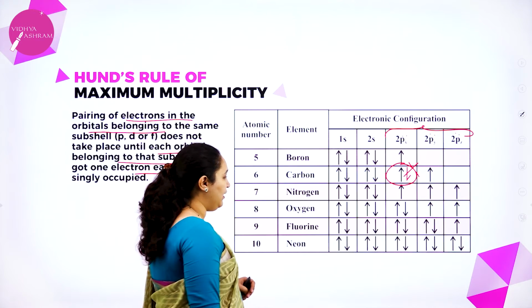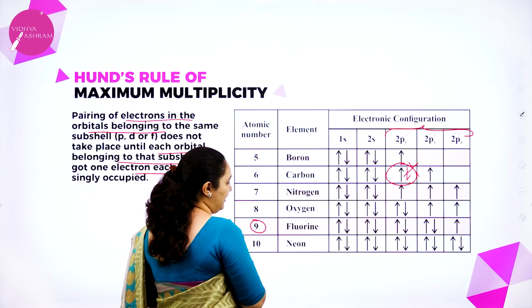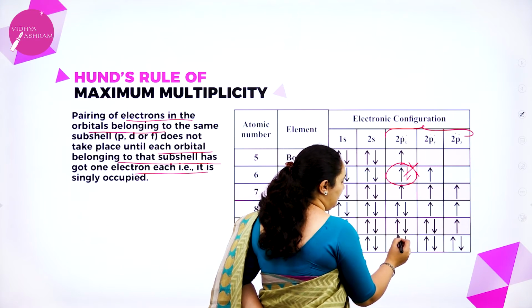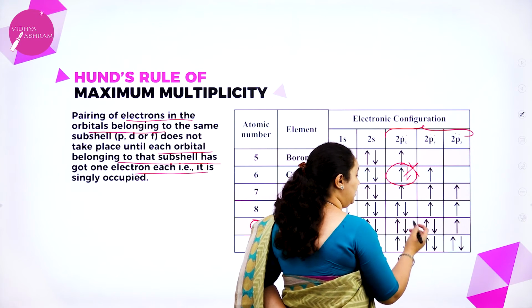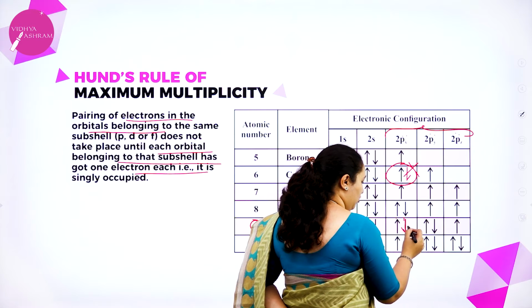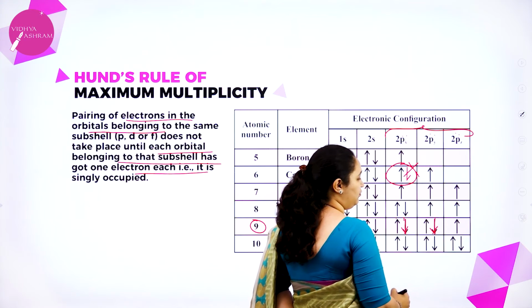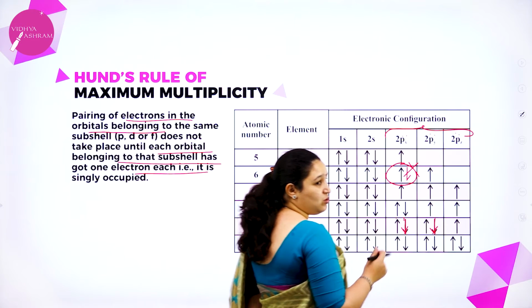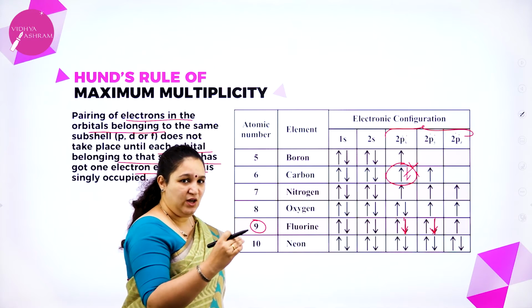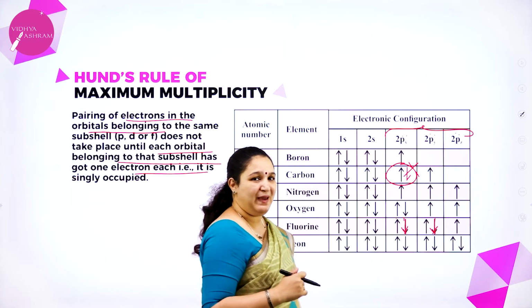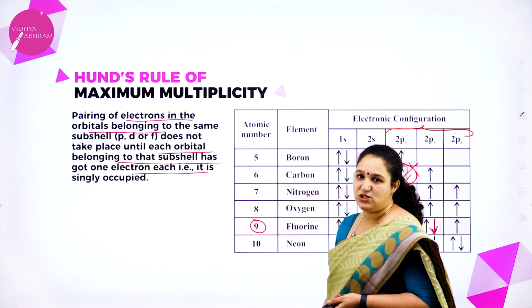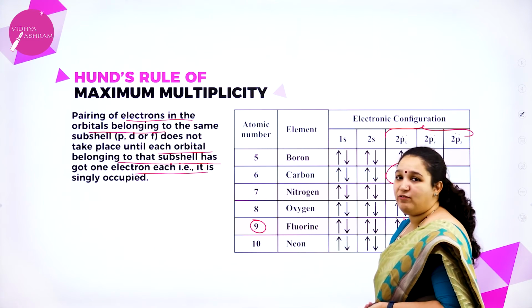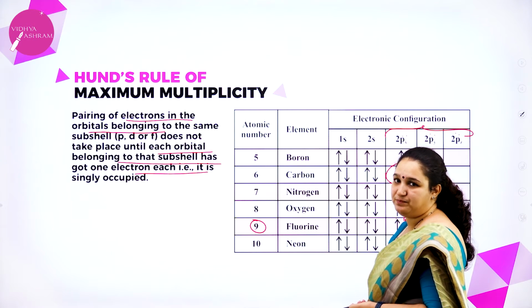Here you can see in fluorine, okay, fluorine atomic number 9, you can see here, first I fill 1, 2, 3. All the 3 are occupied, we have 2 more extra, then I put the 4th one, then I put the 5th one. Okay. So it should be singly occupied, then only the pairing up will start when the orbitals have the same energy. So that is Hund's rule of maximum multiplicity.